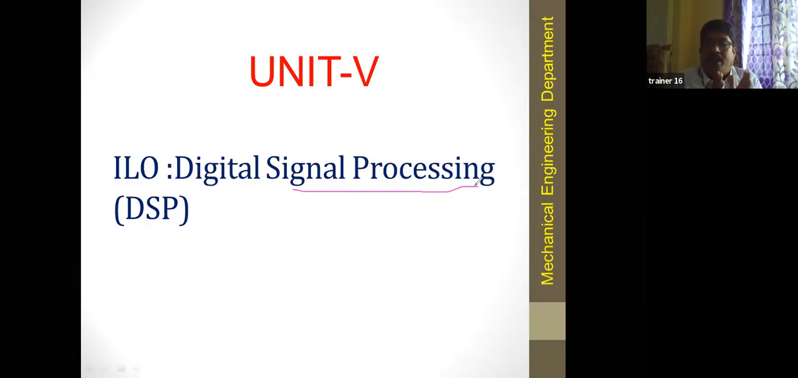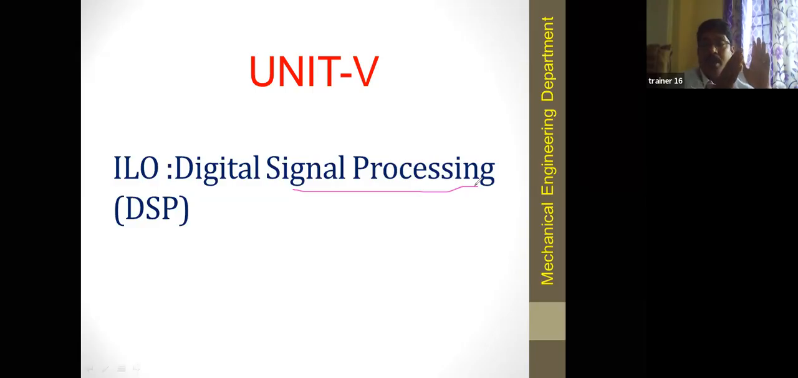In the data acquisition system, the output of the sensor or transducer, the physical variable, is the input. Then what is happening? Signal conditioning, then ADC, that means analog to digital conversion, and the third one is digital to analog conversion. These ADC and DAC both are the heart of the data acquisition system.